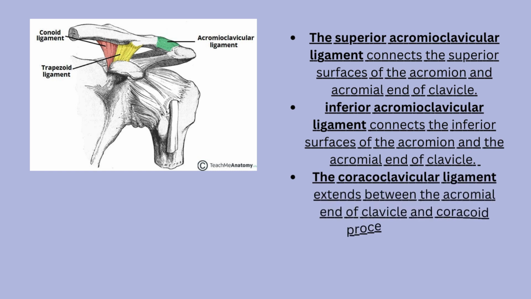Load transmission, the AC joint assists in transmitting forces from the upper limb to the axial skeleton, particularly during activities that involve overhead movements or weight bearing. Mobility, while the AC joint itself has limited mobility, it allows for slight movements of the clavicle, contributing to the overall mobility of the shoulder complex.